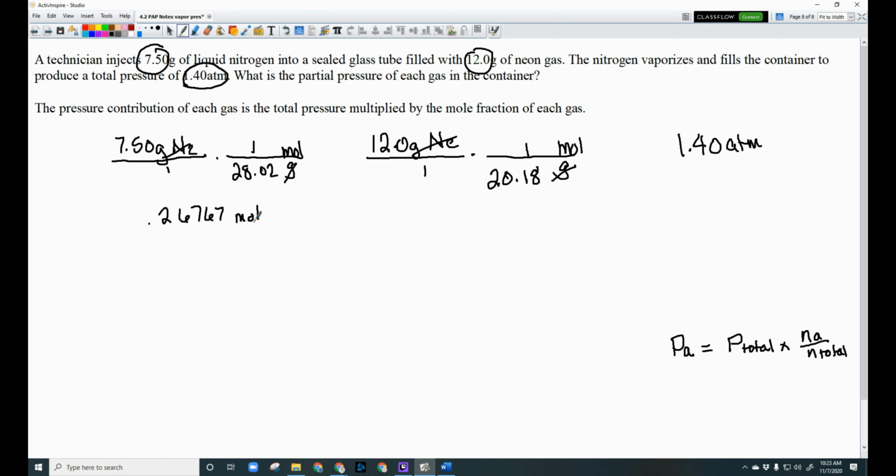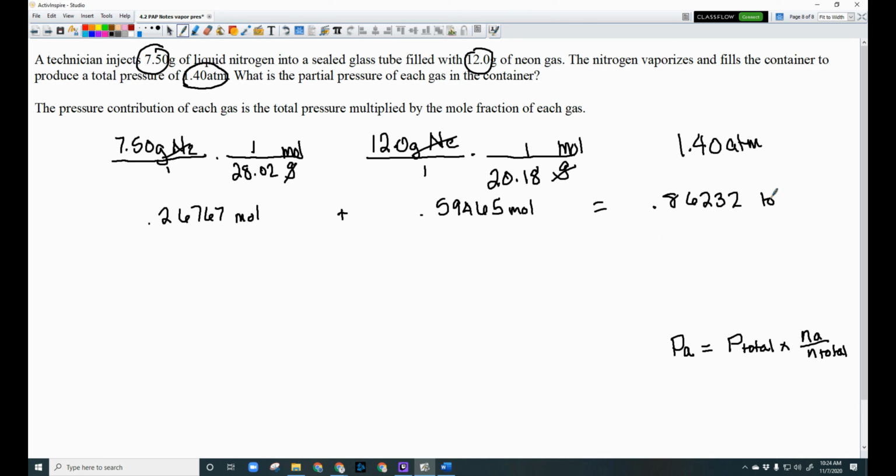Okay. All right, let's do the other one. 12.0 divided by 20.18. Okay, and we're going to get 0.5946 moles of neon. All right, so we need to have a total moles, so we're going to add these together. All right, so 0.26767 plus 0.59465, we're going to get 0.86232 is going to be total.